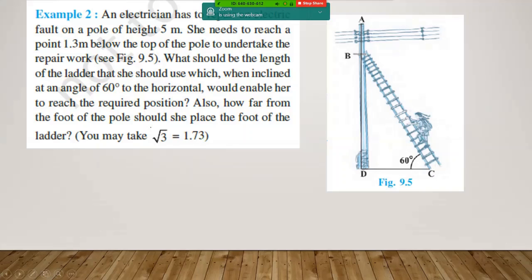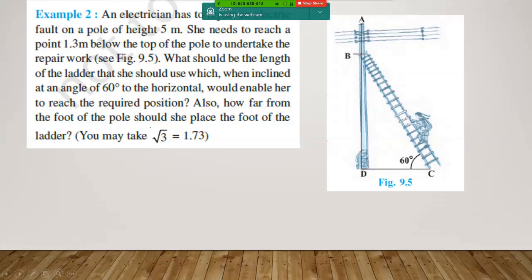So she needs to reach a point 1.3 meters below the top of the pole to undertake the repair work. What should be the length of the ladder? So now length of the ladder means what we have to find? BC, which is making an angle of 60 degrees with the horizontal. The horizontal means the ground. Would enable her to reach the required position. How far from the foot of the pole should she place the foot of the ladder? Means what we have to calculate here, DC.